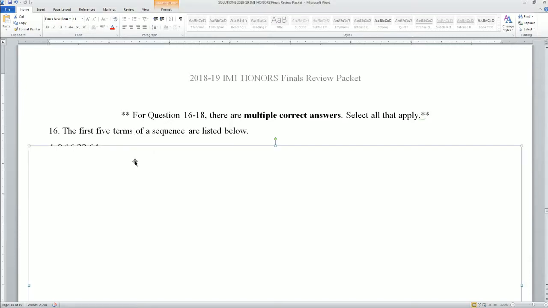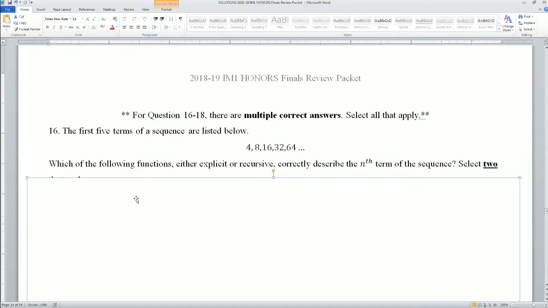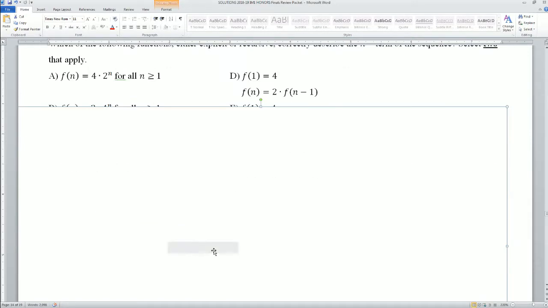Alright, so the first 5 terms of the sequence are listed below: 4, 8, 16, 32, 64. Wow, it's going up dramatically fast. I think it is geometric here, okay? They say, which of the following functions, either explicit or recursive, correctly describe the nth term of the sequence? Select 2 that apply.